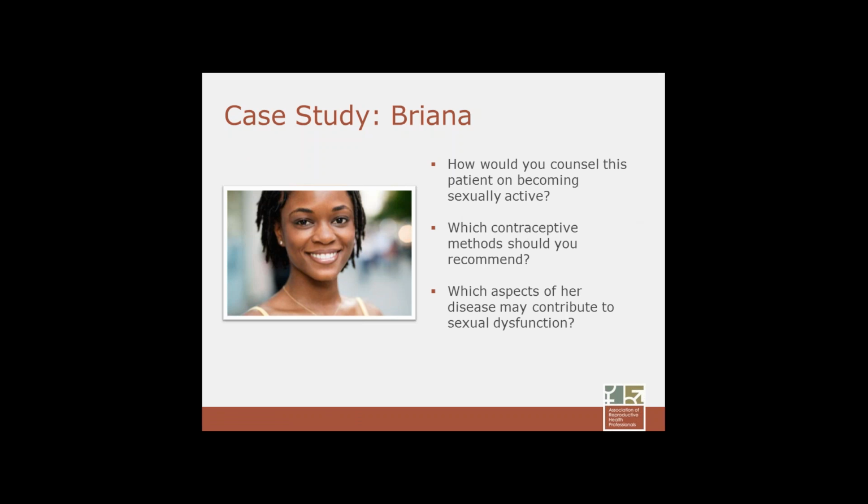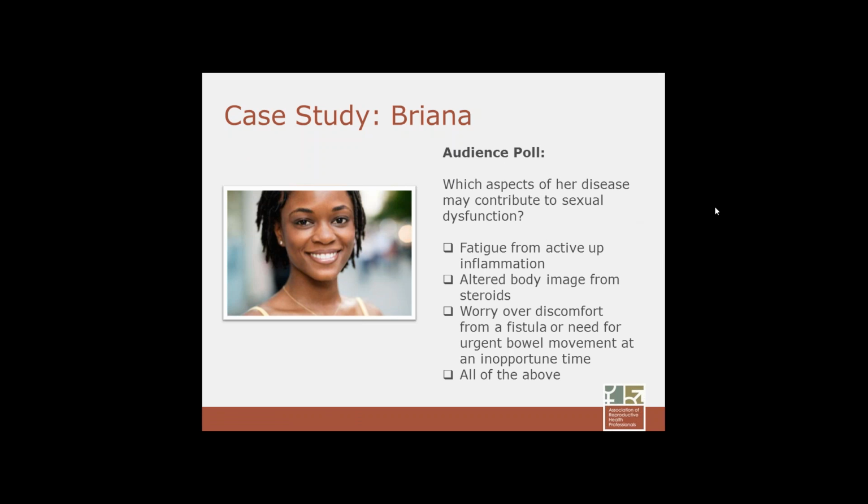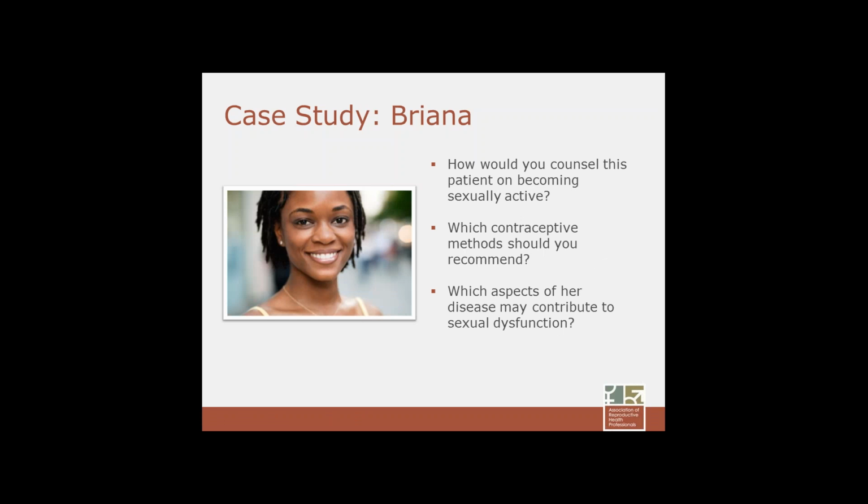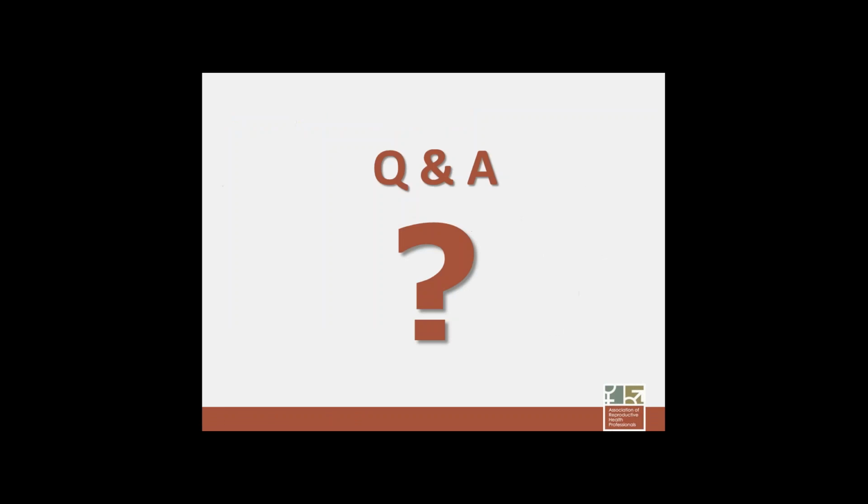So which aspects of her disease may contribute to sexual dysfunction? Fatigue from active flare-up of inflammation, altered body image from steroids, worry over discomfort from need for an urgent bowel movement, or all of the above. And the answer again, as everybody got correctly, was all of the above, because as we've already talked about, body image, fatigue, and worry about the disease activity, i.e. having a bowel movement or drainage from a perianal fistula, would certainly impair sexual function. So that was the last slide.